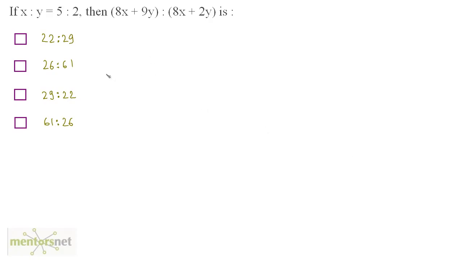If the ratio of x and y is 5 is to 2, then what is the ratio of 8x plus 9y and 8x plus 2y? So we have been given the ratio of x and y, which is 5 is to 2. So I can always assume a constant and say that the constant is k. So x is equal to 5k and y is equal to 2k. Now that we have the values of x and y, we can get the ratio of these two terms. So 8x plus 9y divided by 8x plus 2y.